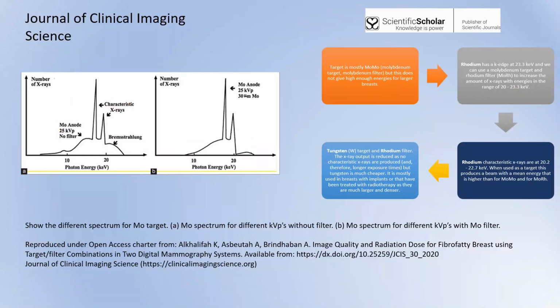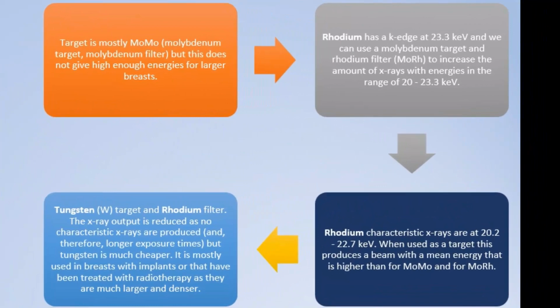Here we're looking at the comparison of a moly-moly target and a moly-rhodium target. For mammography, we usually have a molybdenum target with a molybdenum filter, but this does not give high enough energies for larger breasts. So rhodium has a higher K-edge at 23.3 keV, and we can use a molybdenum target and a rhodium filter to increase the amount of X-rays with energies in the range of 20 to 23.3 keV.